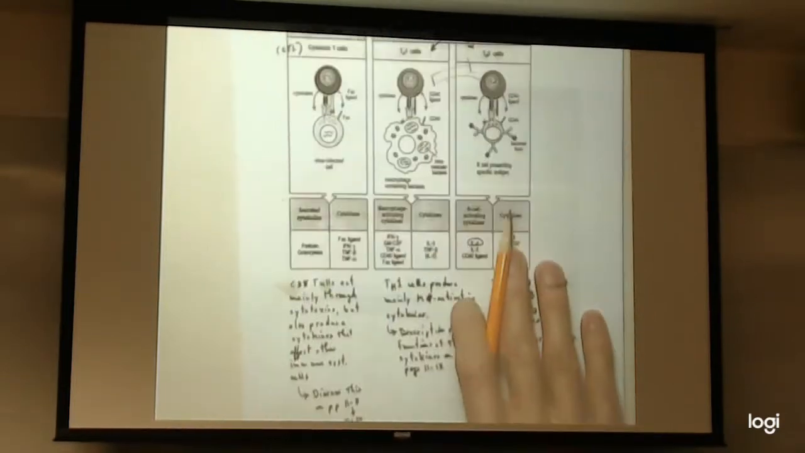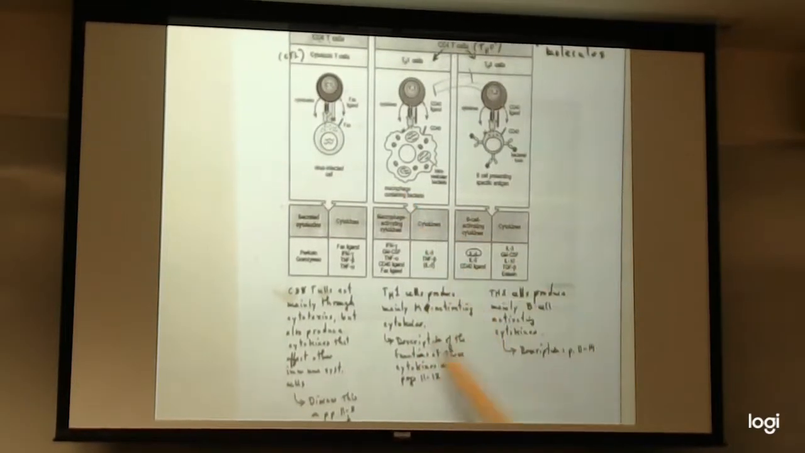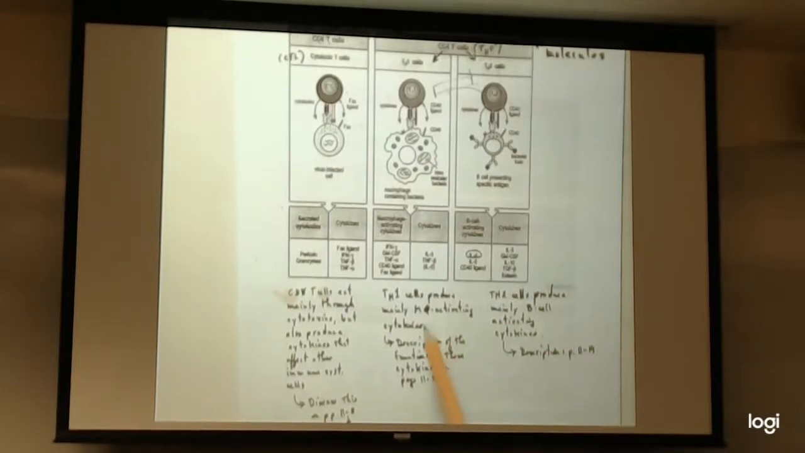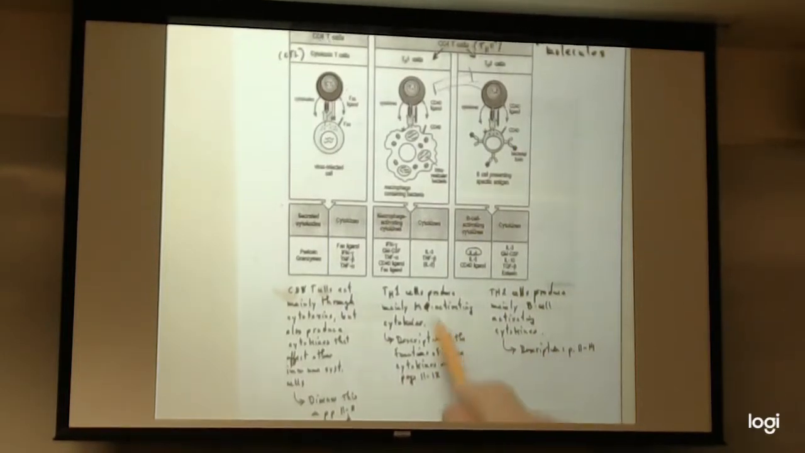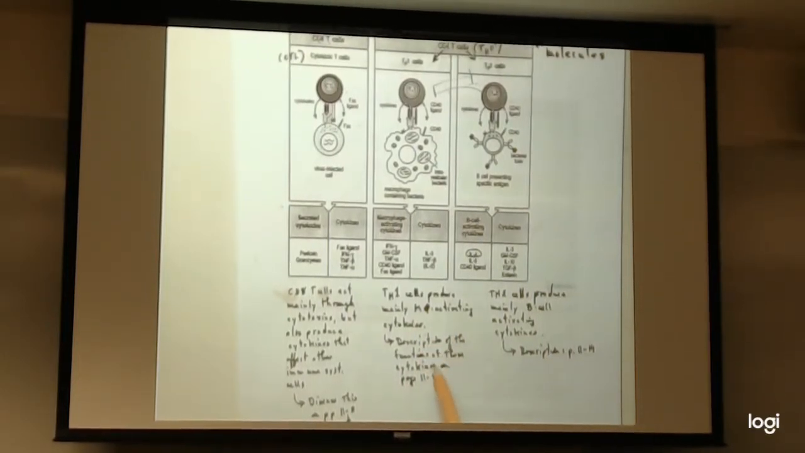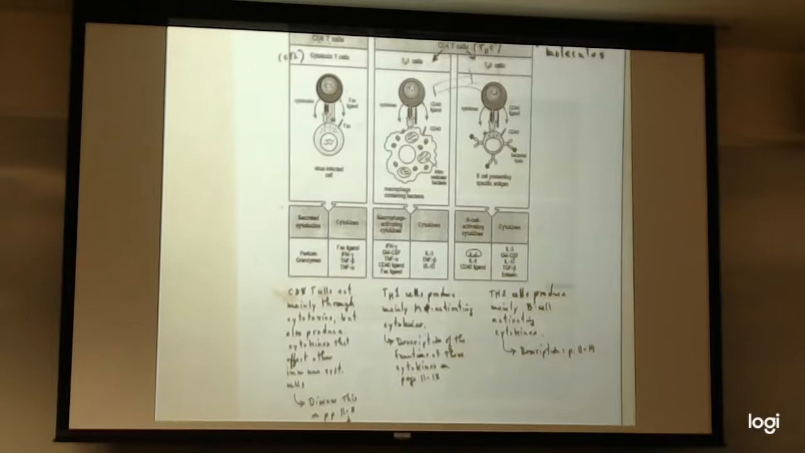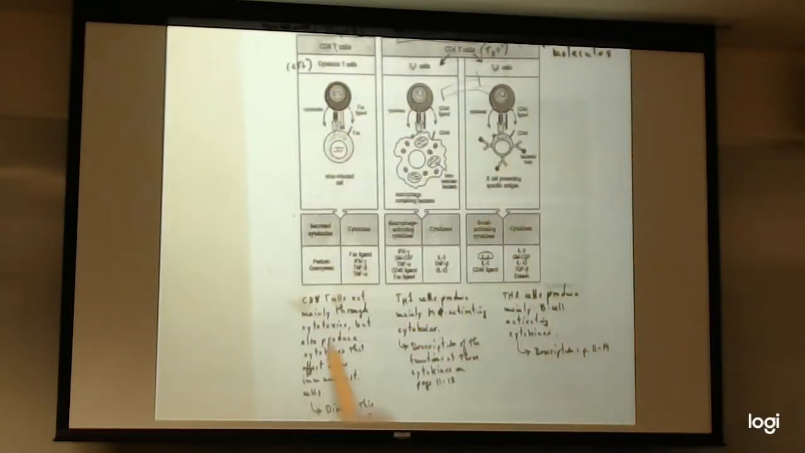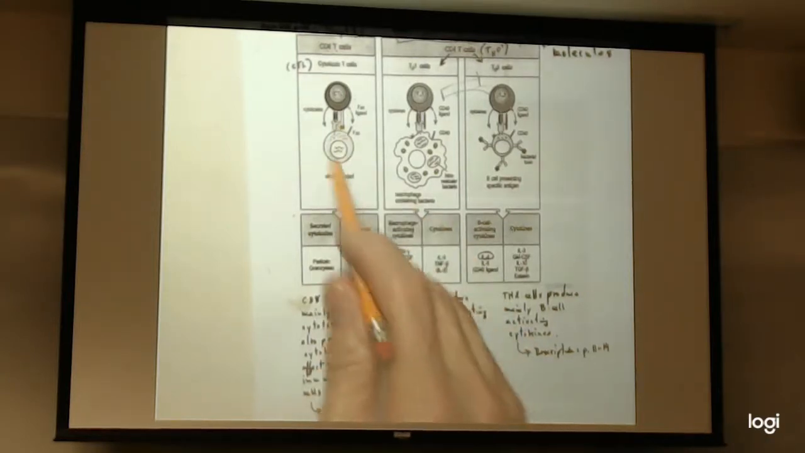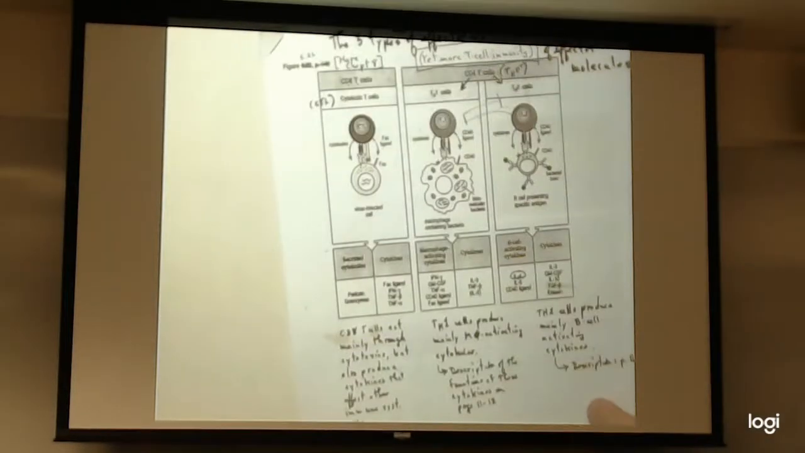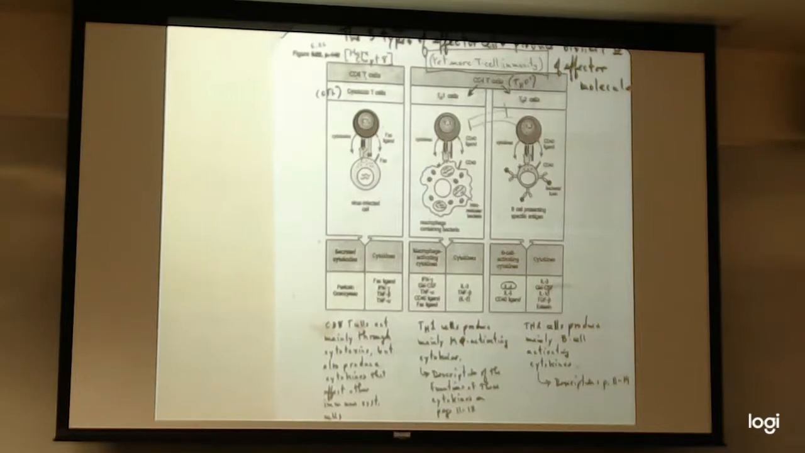Okay? T helper 1 cells, intracellular bacteria, right? Tuberculosis, leprosy. Every other kind of infection is going to be fought mostly with antibodies in many ways, so it's going to be the T helper 2 cells to help the B cells make antibodies. Okay, and the CD8 T cells, they are the license to kill guys. 007.